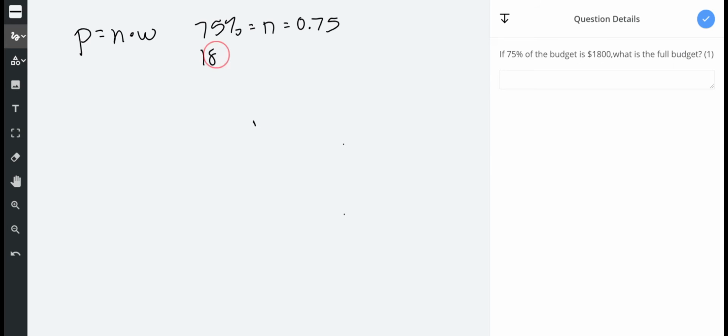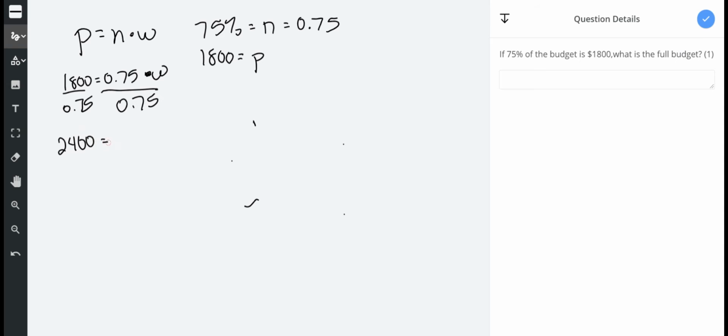$1,800, that's going to be my part. So I'm going to plug that into my percent equation. 1,800 equals 75 hundredths times W. So again, I'm solving for my whole. So on both sides, I'm going to divide by 75 hundredths to get my W by itself. So when I plug that into my calculator, 1,800 divided by 75 hundredths, that gives me 2,400 equals the whole. So the whole total price is $2,400.